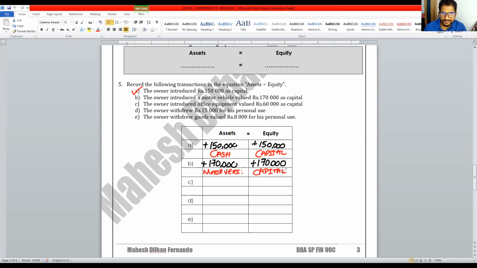Did you see? That's all there is. Can you try the rest? See, let's do that one as well. Listen. The owner introduced office equipment 60,000. Assets plus 60. Equity plus 60. Agreed? Then what are the names? The increased asset is called office equipment. The increased equity is once again called what? Capital.